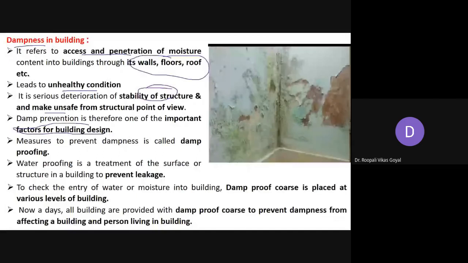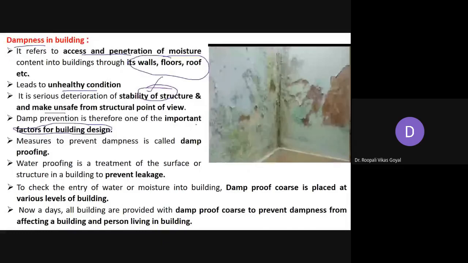So this dampness prevention is very important from the particular design point of view of the building, because it will affect the structural integrity of your structure. So all these measures which are generally used to prevent the dampness are called dam proofing. Now it is different from waterproofing.